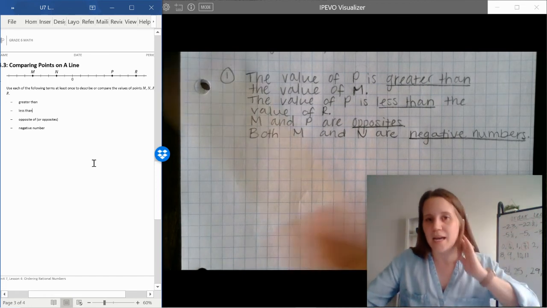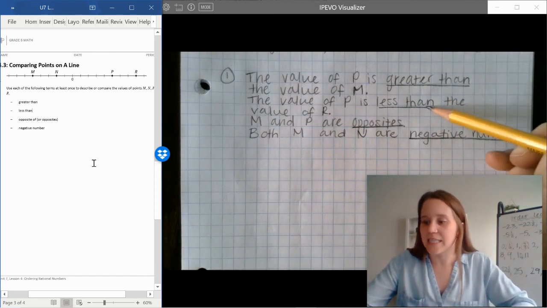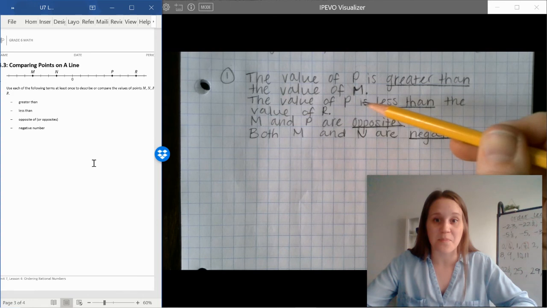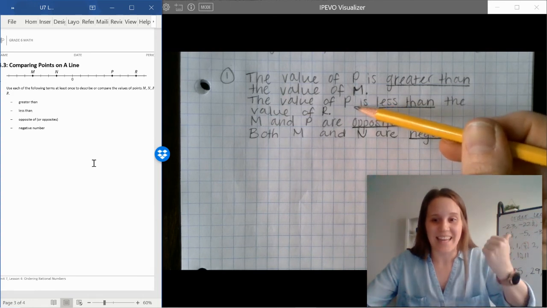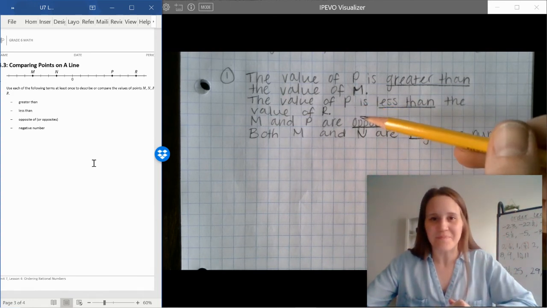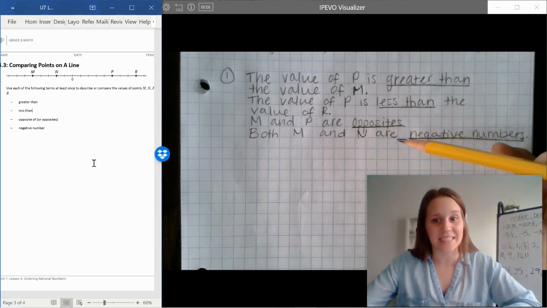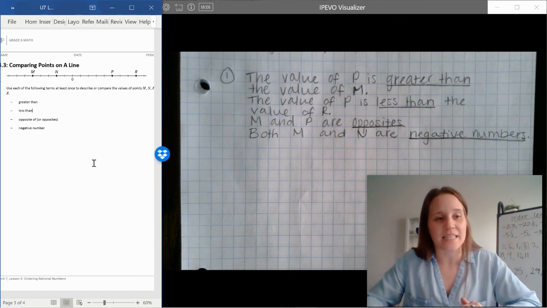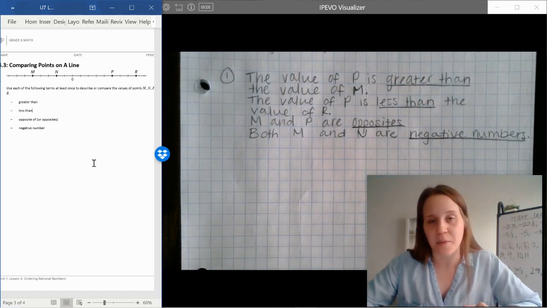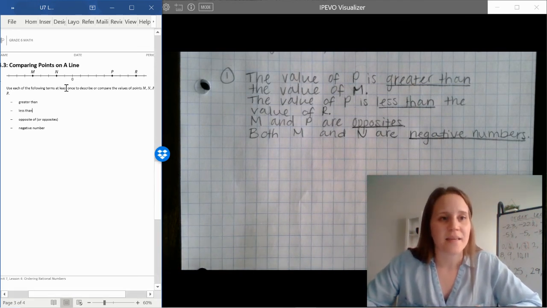Okay. My second sentence, the value of P is less than the value of R. That's because P is farther to the left. And my third sentence, M and P are opposites. This is really the only answer. You could have said M is the opposite of P or P is the opposite of M.